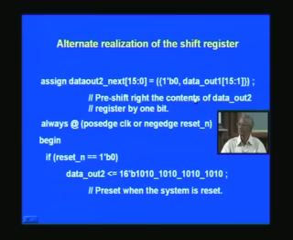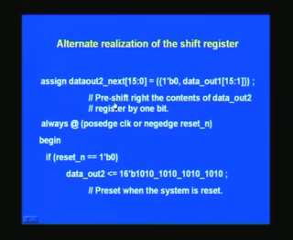And pre-shift, write the contents of data out to register by 1 bit. So, you give a meaningful comment as we have seen earlier. And once again, there is an always block here, and we take action only on positive edge of clock or negative edge of reset. So, once again, there is a begin, and finally, there will be an end, wherever an always block is there.